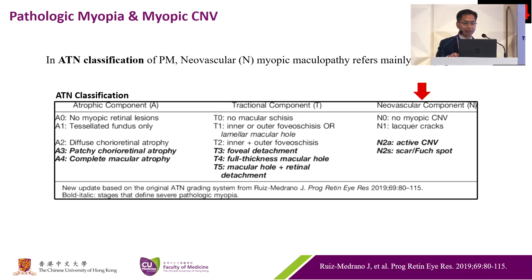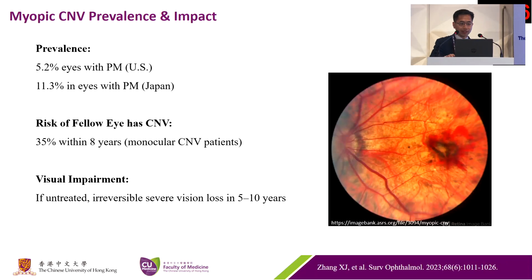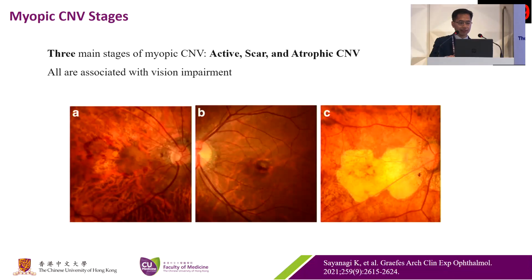In the ATN classification, the neovascular myopic maculopathy mainly refers to the myopic CNV. And myopic CNV prevalence in pathological myopia is about 5% in the United States and 11.3% in Japan. And if we have one eye with myopic CNV, the risk of the fellow eye having myopic CNV is about 35% within 8 years. And if not treated properly, irreversible severe visual loss will occur in 5 to 10 years.